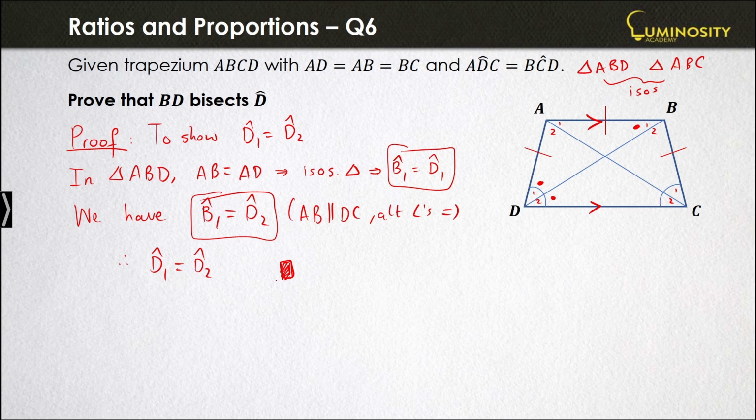We relied on the fact that triangle ABD is isosceles, so these two angles were equal, B1 and D1, and we also used the fact that because BD here is a transversal line between the two parallel lines AB and DC, angle B1 and angle D2 are equal by alternate angles.